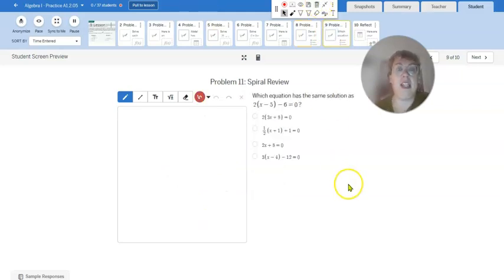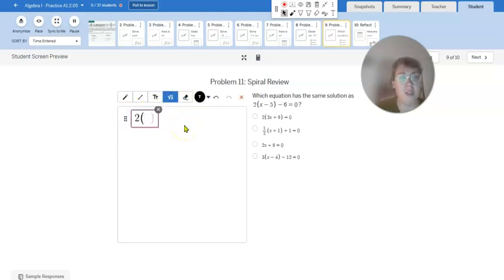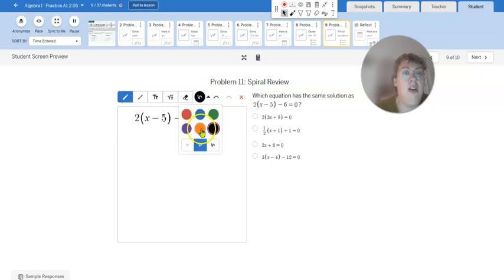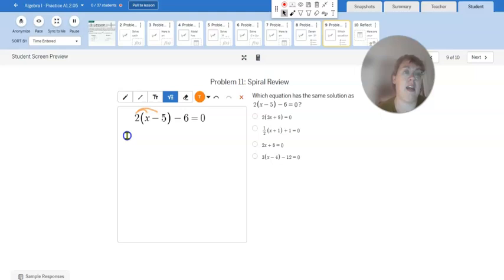Final question, slide 9. Spiral review. Which equation has the same solution as this one? So let's write our equation and find the solution. 2 times x minus 5 minus 6 equals 0. So first we're going to distribute the 2. So we get 2 times x minus 2 times 5 is 10 minus 6 equals 0.